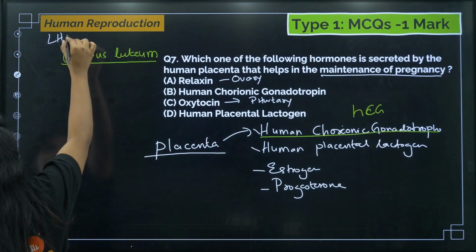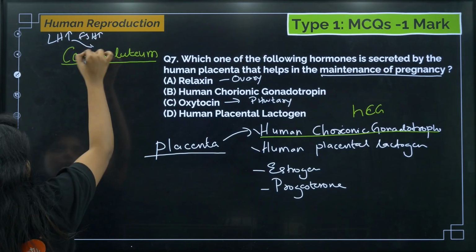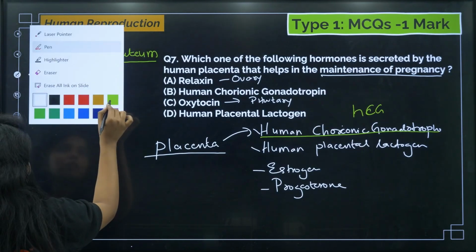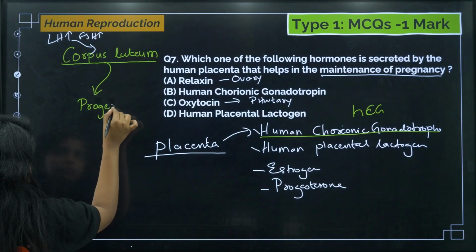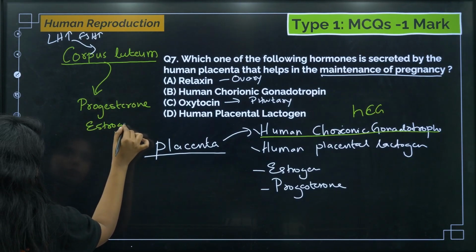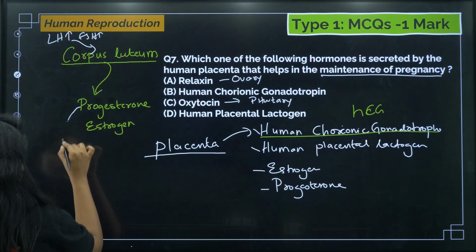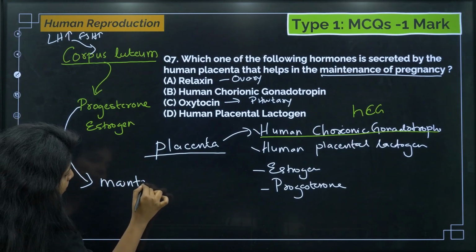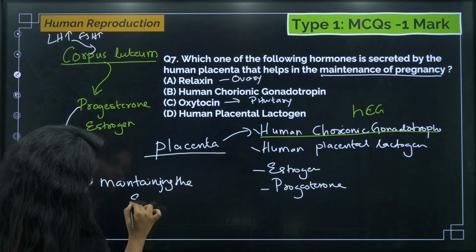So LH is now in too much amount, FSH is also there, which is why the corpus luteum is now being formed. The corpus luteum, basically the remains of the Graafian follicle, will release progesterone and also estrogen. Do you know what they do? Especially progesterone, they help in maintaining the endometrium.